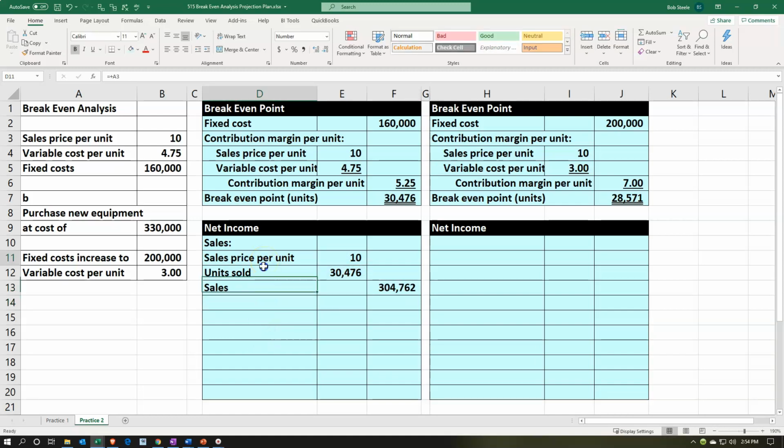Let's go ahead and format this now. Selecting these items. Home tab, alignment, increase the indenting. Sales, home tab, alignment, increase the indenting.